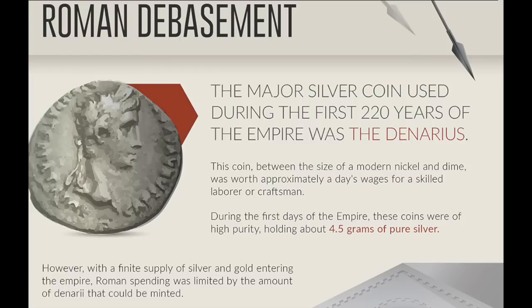Roman debasement. Now, here's where I inject the other article into the main article of currency and the collapse of the Roman Empire. Now, this is the major silver coin used during the first 220 years of the Roman Empire.